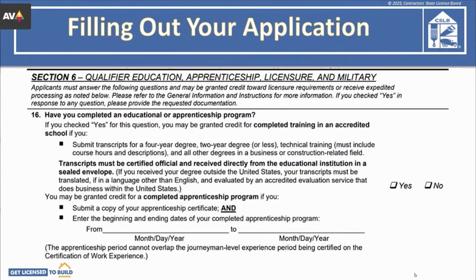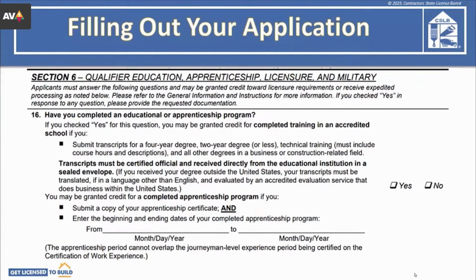Get those sealed transcripts mailed to you, then include the sealed transcripts with your application packet. Do not have the program send transcripts directly to CSLB. You don't want to take a chance that we're not able to match them up with your application. CSLB may grant you up to 3 years of credit based on your education. This credit is not on a year-to-year basis, meaning if you have a 2-year college degree, you won't necessarily be granted 2 years of credit towards the experience requirement.